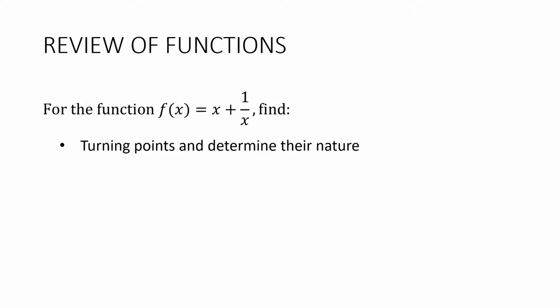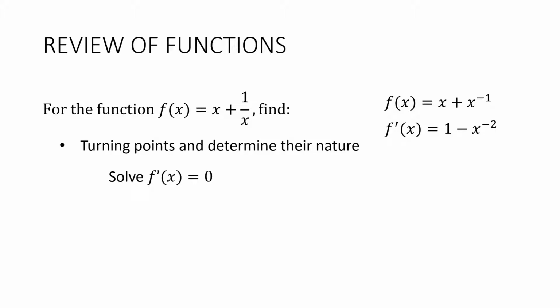Now let's find the turning points and determine their nature. So that's going to involve solving the first derivative equals 0. So we're going to take our first derivative. I've turned it into index form to make it easier to differentiate. When I find the derivative of x, that's 1, and the derivative of x to the negative 1 is negative 1 x to the negative 2. So 1 take away x to the negative 2.